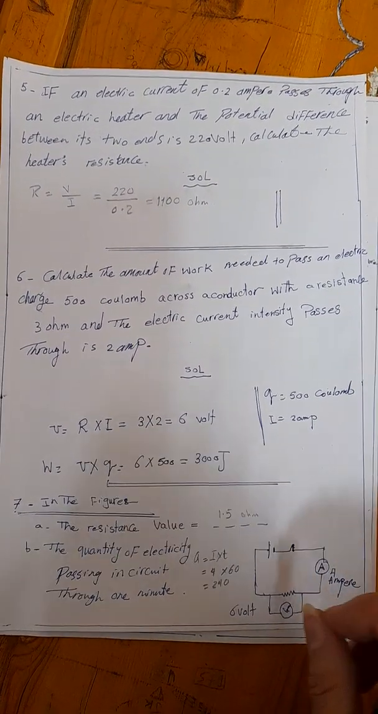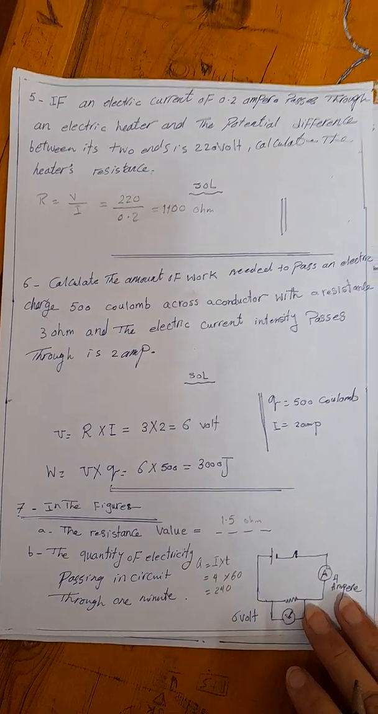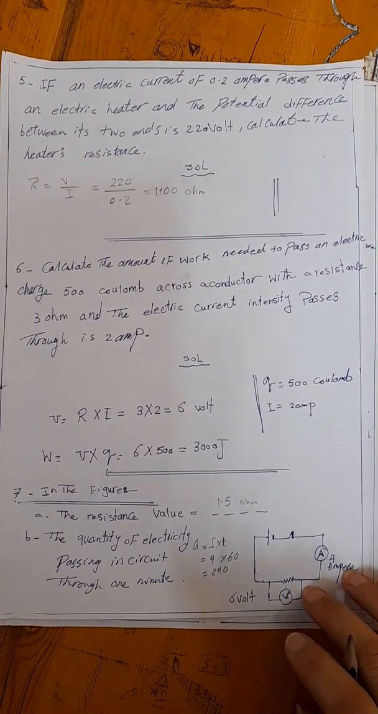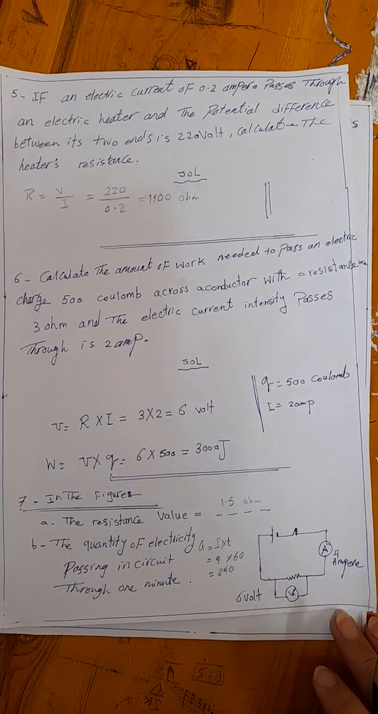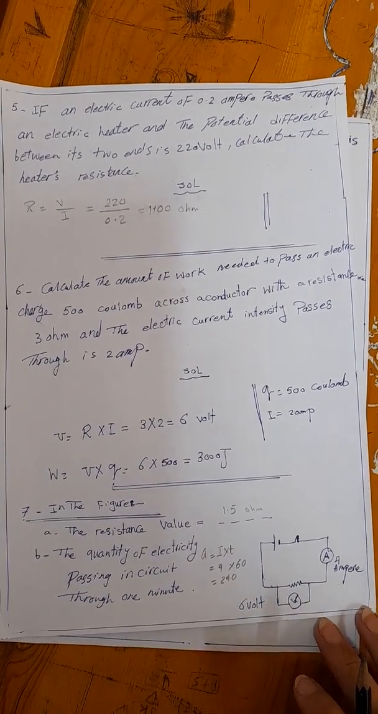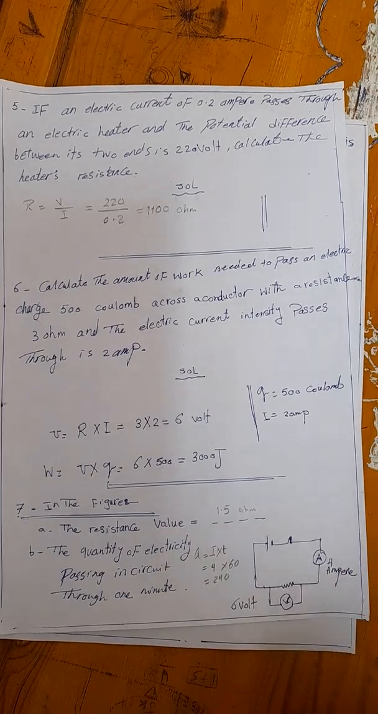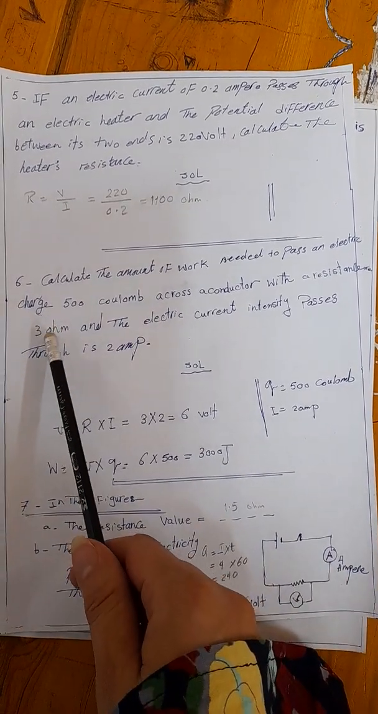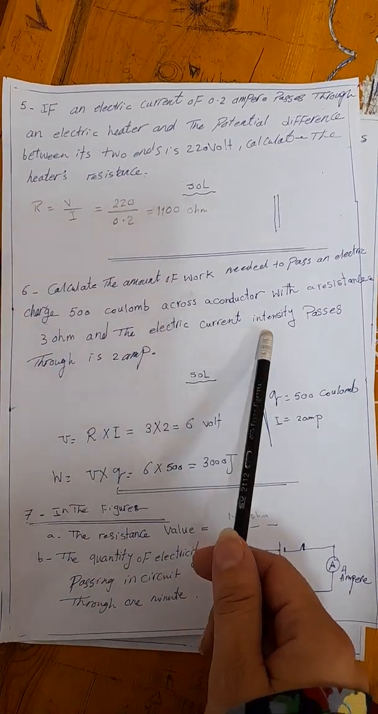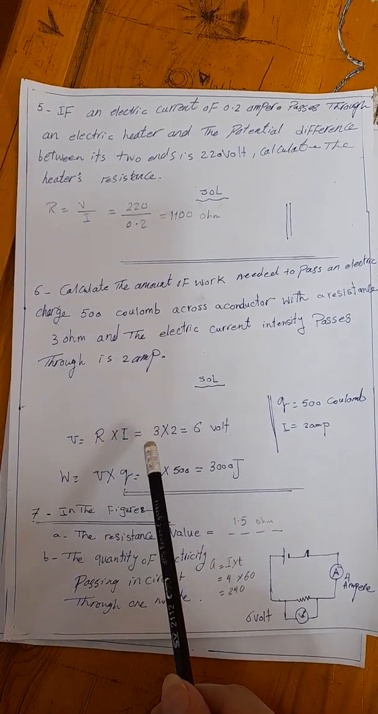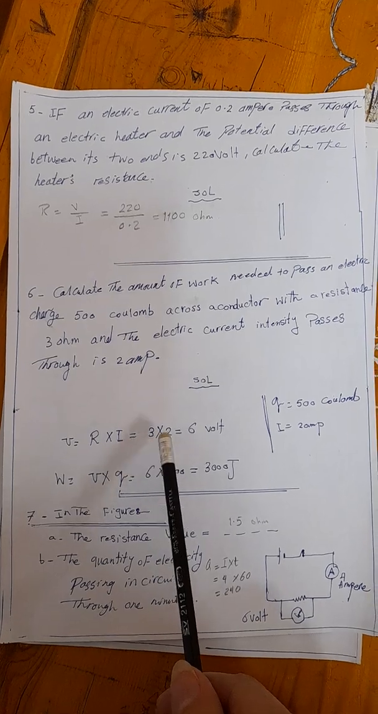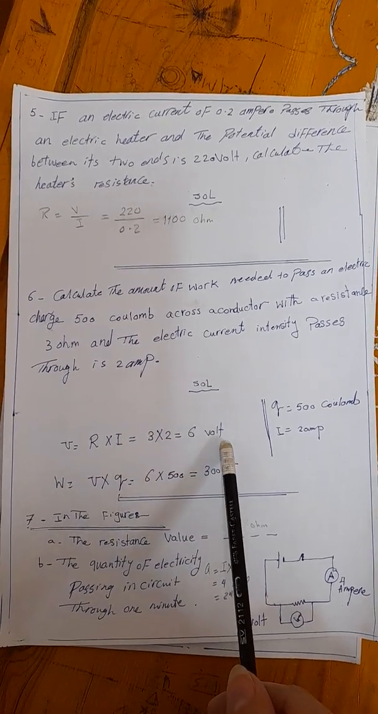So, first we should calculate the potential difference V. How? From Ohm's law, V equals R times I, resistance times intensity. The resistance is 3 ohm and the current intensity is 2 ampere. So V equals R times I, 3 times 2 equals 6 volt.